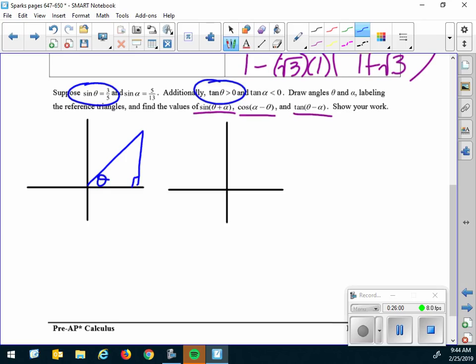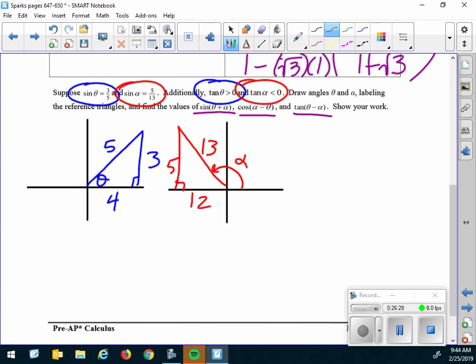So here's my angle theta. Sine is 3/5, which means this has to be 4. Alpha, the sine of alpha is positive, the tangent of alpha is negative. A positive sine and a negative tangent means I'm going to be in quadrant 2. So there's alpha. And 5/13 is the sine, 5/13, which means this has to be 12. And I'm going to have to be negative because I'm going to the left.